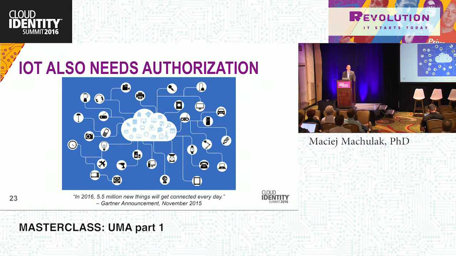And there's IoT as well. So all these devices that have to communicate in a very secure way. So it's a machine-to-machine communication. And these relationships, they have to be established, they have to be secured. And every single day, as Gartner says, nearly 6 million of these devices are being connected.